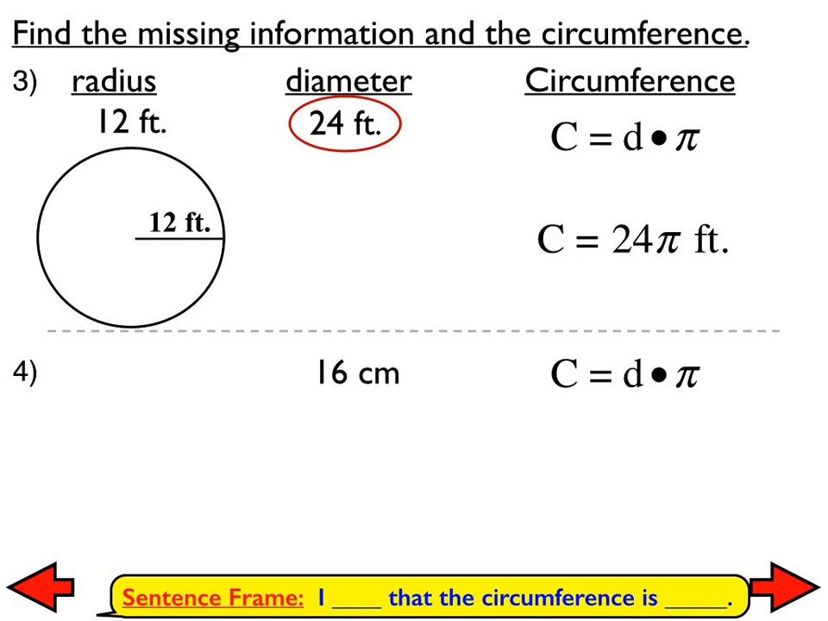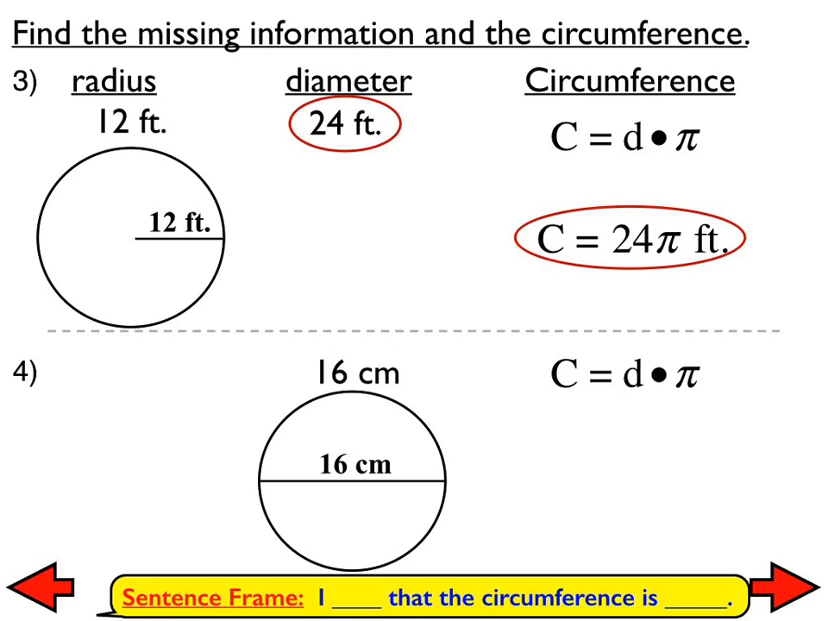How about number 4? What is the circumference of that circle? I concluded that the circumference is 16 pi centimeters. Yeah, we already have the diameter. When we have the diameter, there's really no work to be done there. It's diameter times pi. 16 is the diameter. So therefore, it is 16 pi, and then we're talking about centimeters in this problem. So it is 16 pi centimeters.